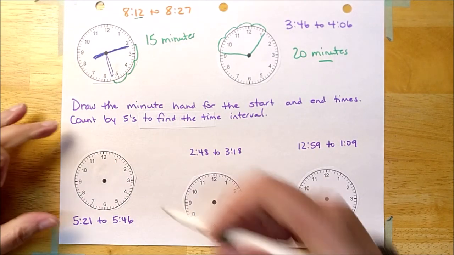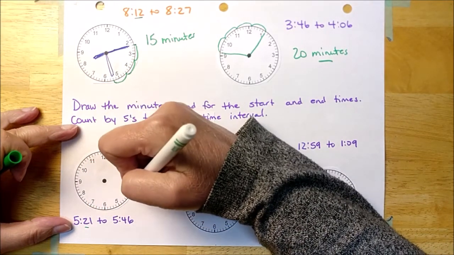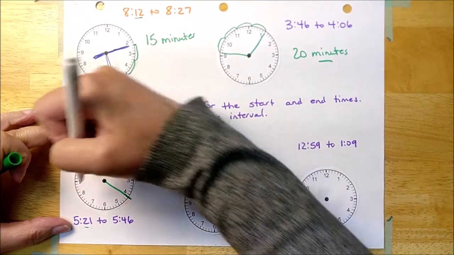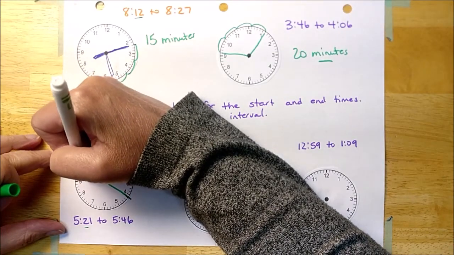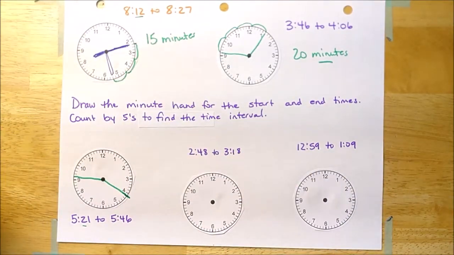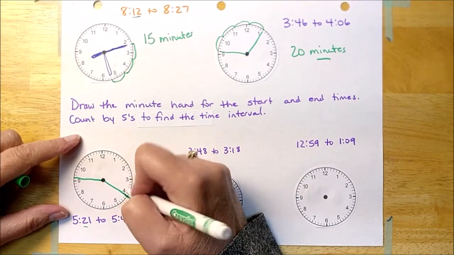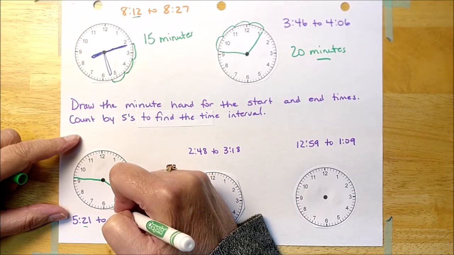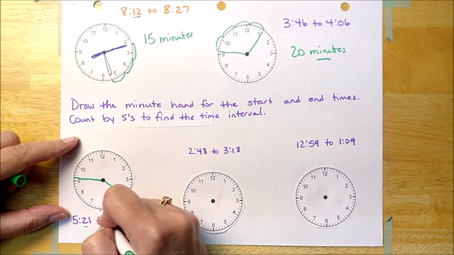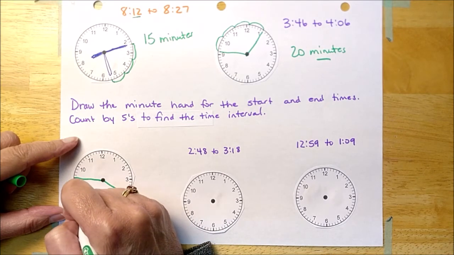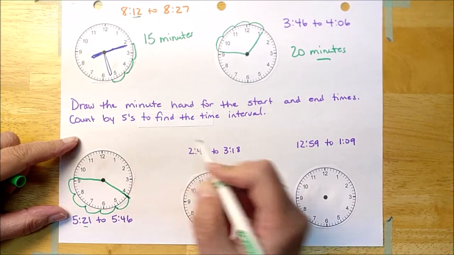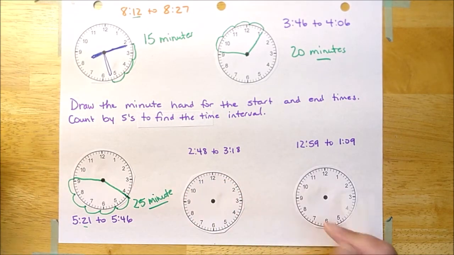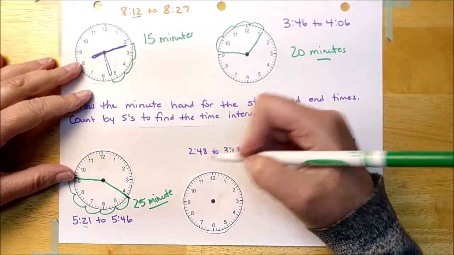Okay, you're back. So it's at 21 minutes. So 21 would be right here. And we have to go to 46, so it's 45, 46. So I'm going to be jumping from the 21 to the 46. So it's one line past. It's 5, 10, 15, 20, 25. So 25 minutes interval in that time. That's how much time happened between there. Hope you got that one.